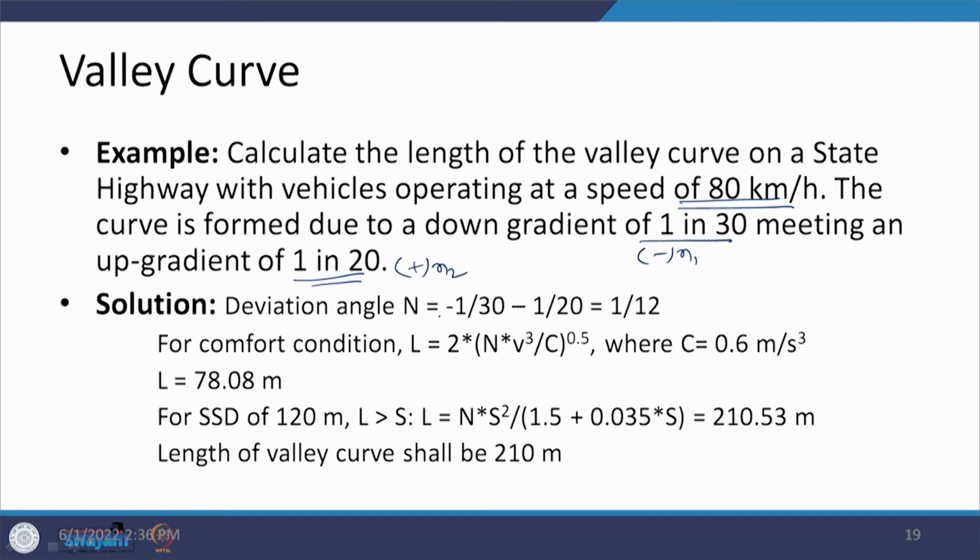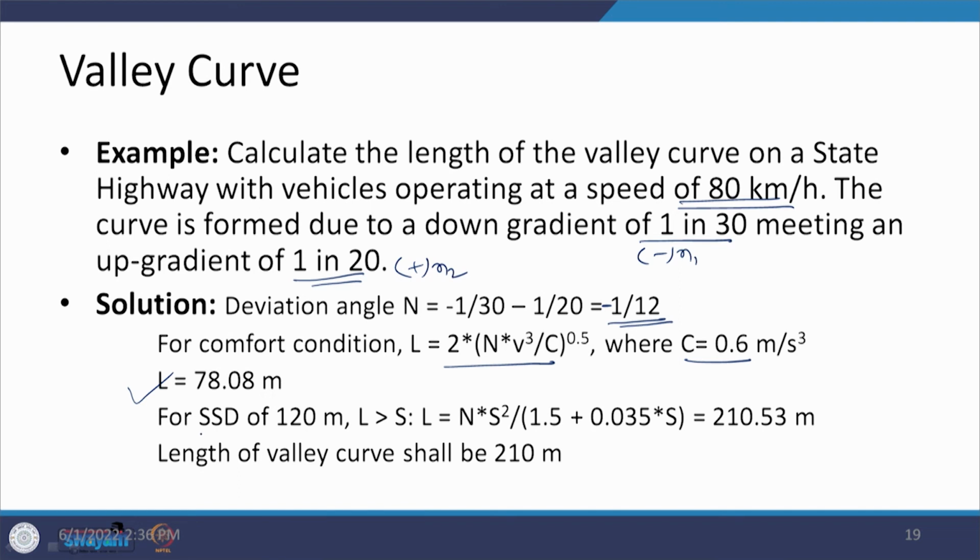So, what we get is minus 1 by 30 minus 1 by 20, and this comes out to be 1 by 12 as a negative value, but we are not considering the negative sign because the absolute value of n is going to be considered in the formula. So, that is why it was written as 1 divided by 12. For the comfort condition, this is the formula where C is defined, and we put the values of n as 1 by 12, v as 80 divided by 3.6 and cube of it, and C as 0.6, then we get 78.08 meters.